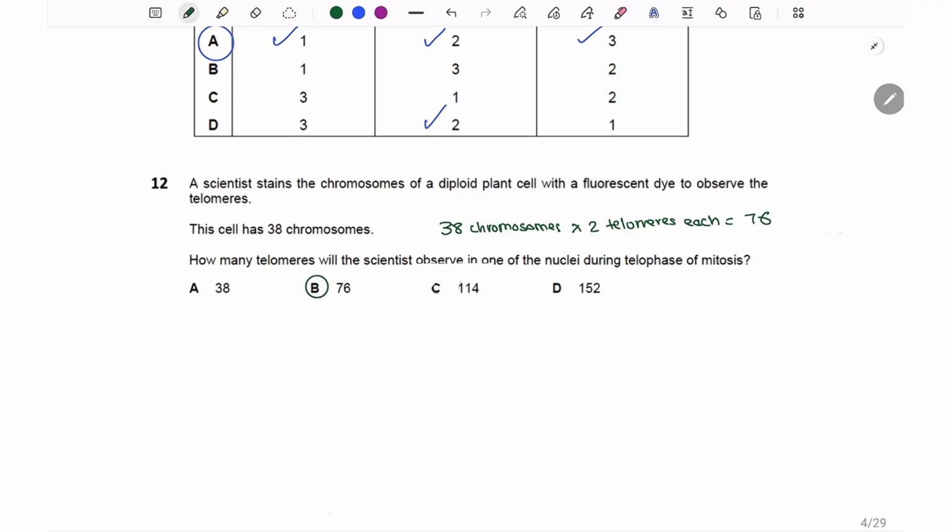But what's happening here is each individual chromosome will have 2 telomeres, 1 at each end. And at telophase, this is important, each new nucleus contains the diploid number of chromosomes. So that's important to know. This is what we were given. And the diploid number is of single chromatid chromosomes. So that's what we do. 38 chromosomes times 2 telomeres each. That's going to give you 76. That's your answer.